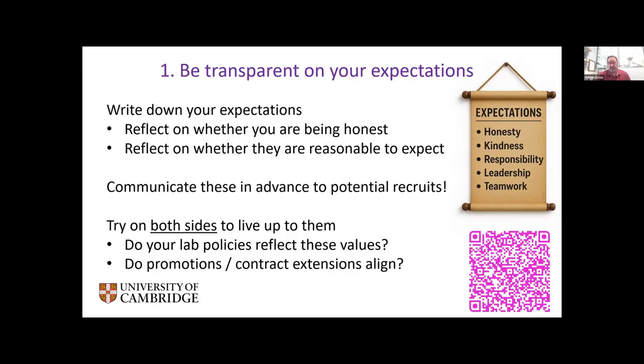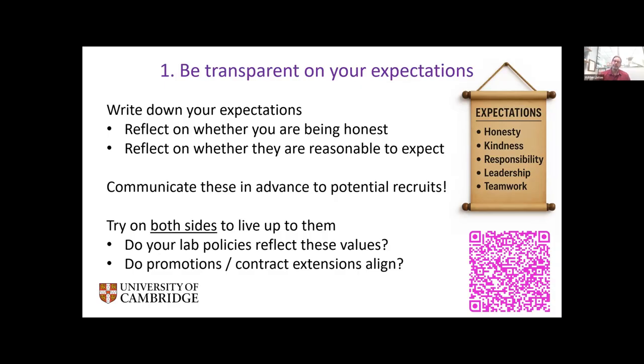I said I communicate these in advance to my potential recruits. I try to reiterate them multiple times during meetings. And I think it's really important that both sides have to try to live up to them. So if you're joining a lab and there are expectations that are put forward for you, it is good for you to try to meet those.